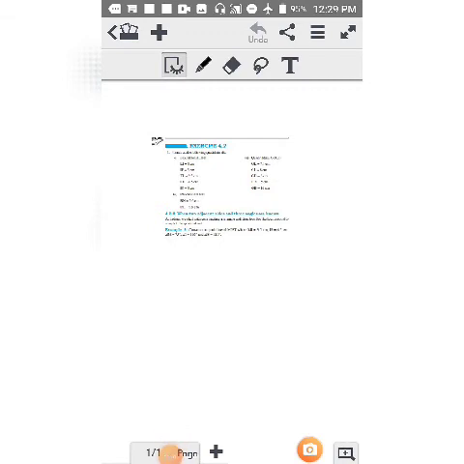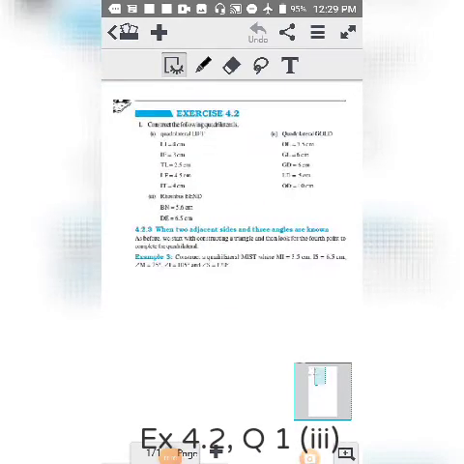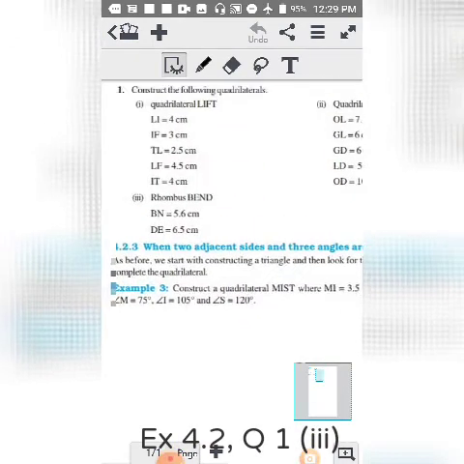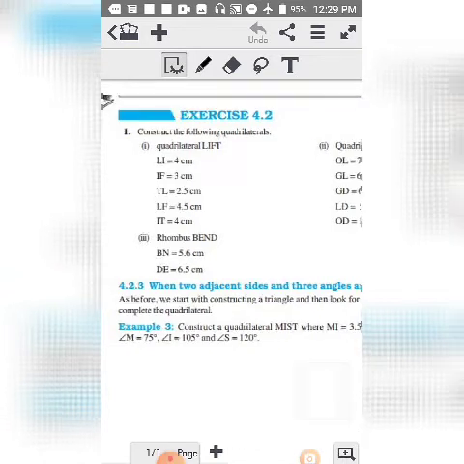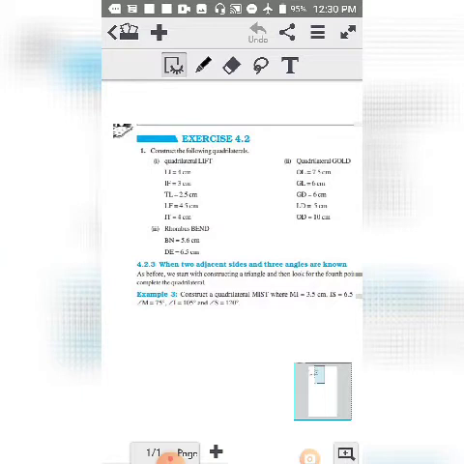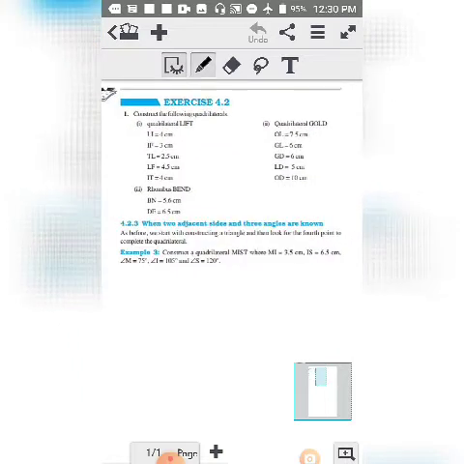Now we come to exercise 4.2, question number 1 and third part. In the third part, there is a rhombus BEND given, and the parts of the rhombus are given. So let's make a rough figure and see what are these parts.